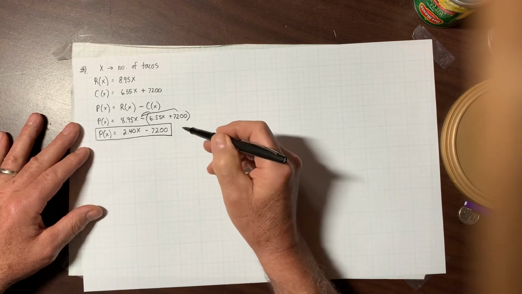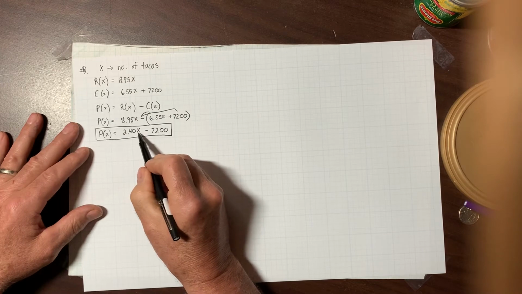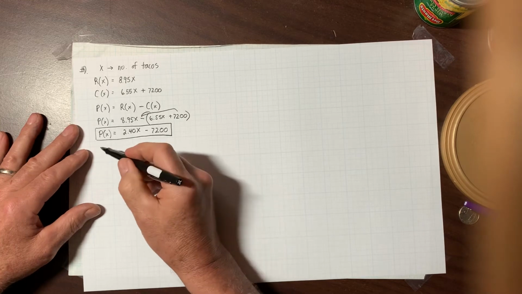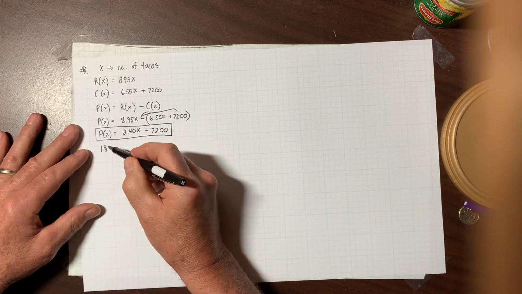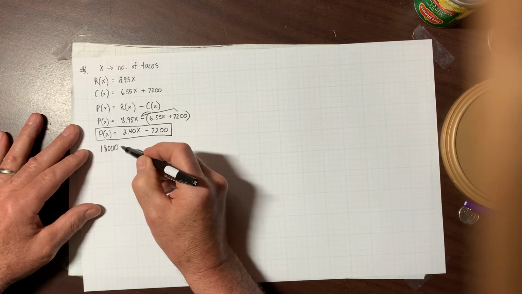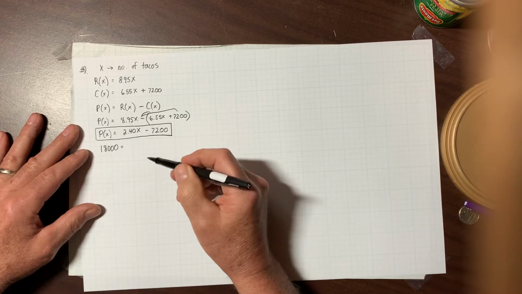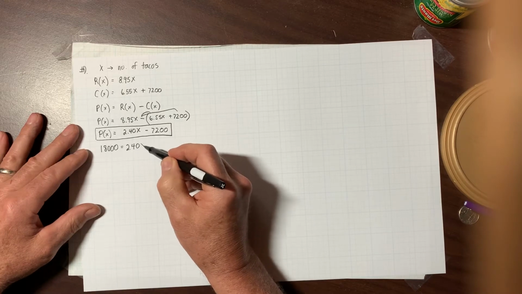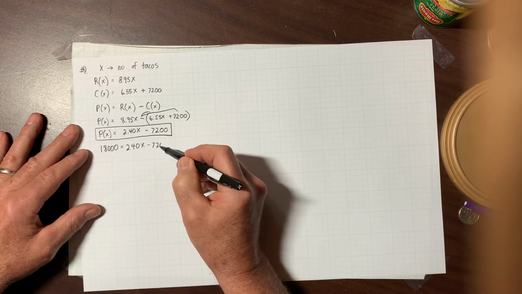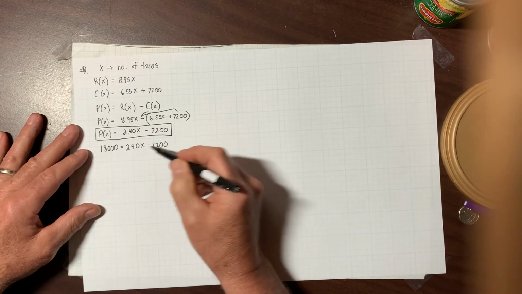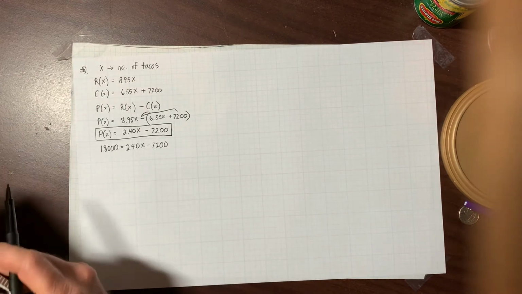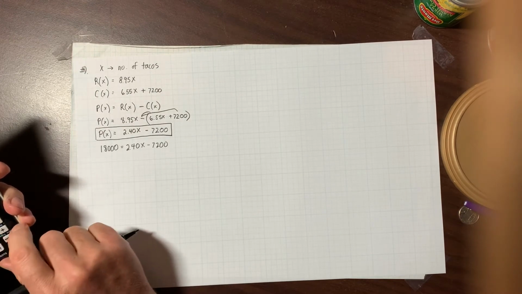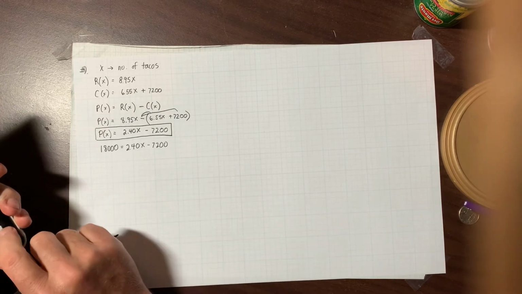And then the problem asks, what does X have to be, or how many tacos do you have to sell in order to realize a profit of $18,000? So all I'm going to do is take $18,000 and set it equal to this expression that represents the profit. Then we're going to solve. I'm going to pull out the calculator just to expedite all this. I've got 18,000. I'm adding 7,200.